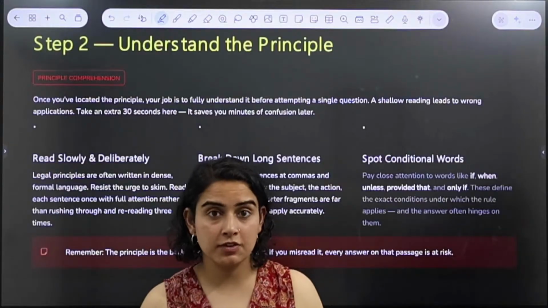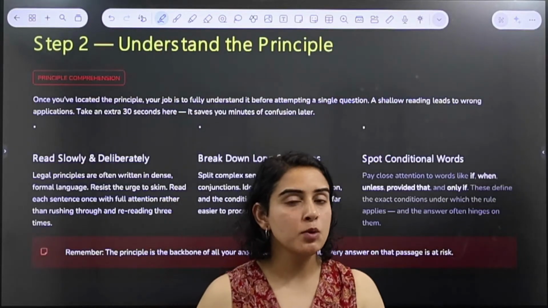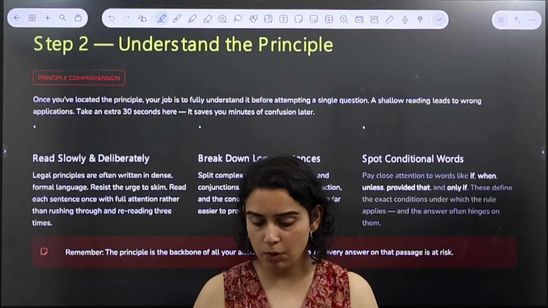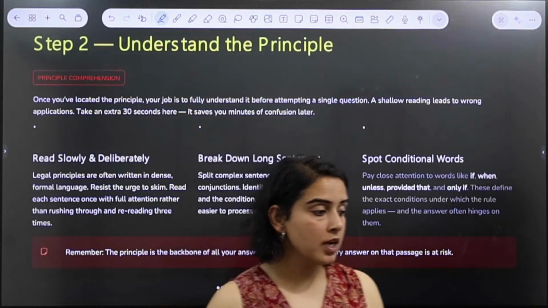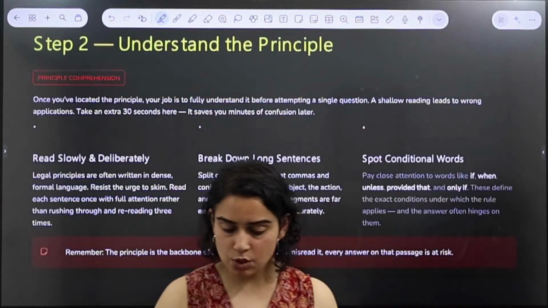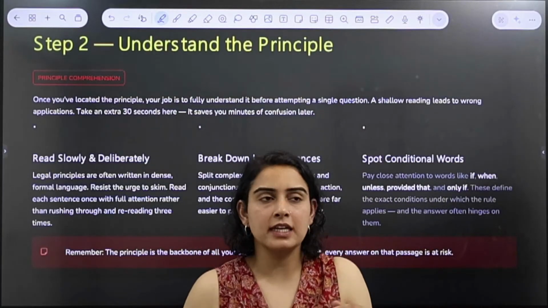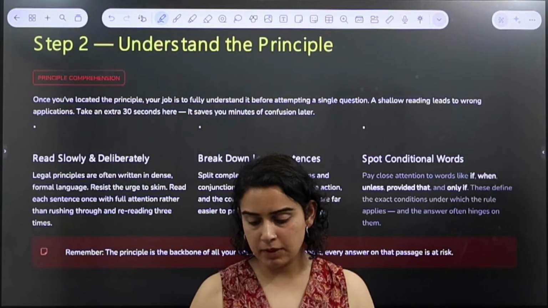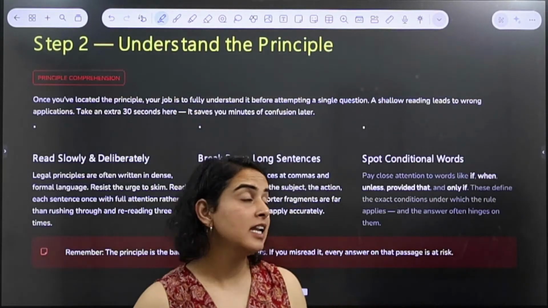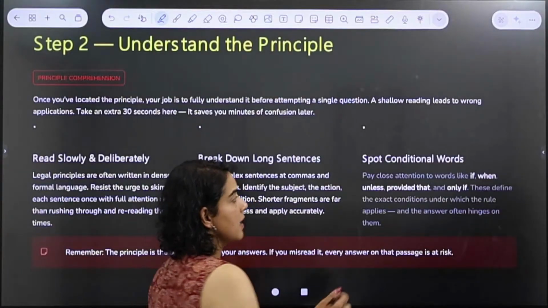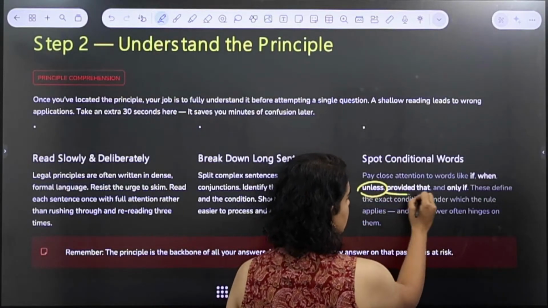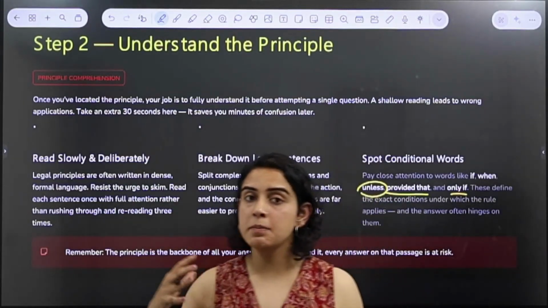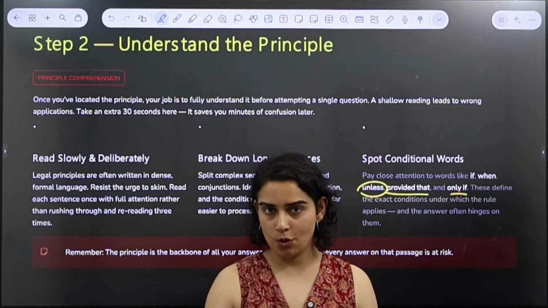So read carefully. Spend your time not in reading the entire passage, but reading the principle a little more. Read it down and break down any long sentences if you find them. It is going to help you to understand it a little better. And if there are any conditional words, for example, unless, provided that, only, it is really important because it changes the meaning of the entire law.